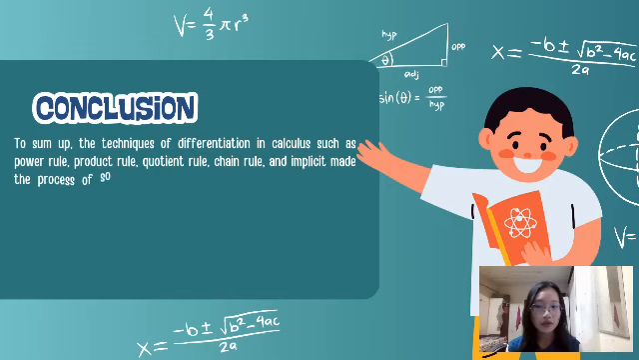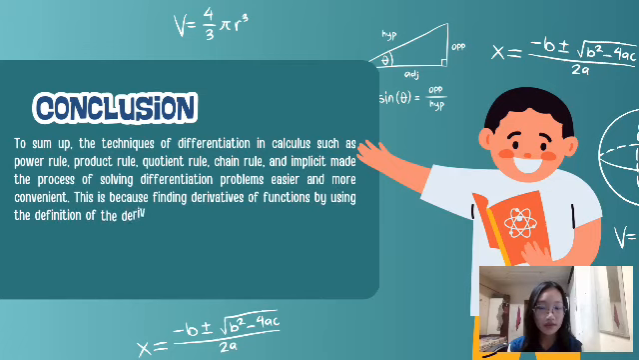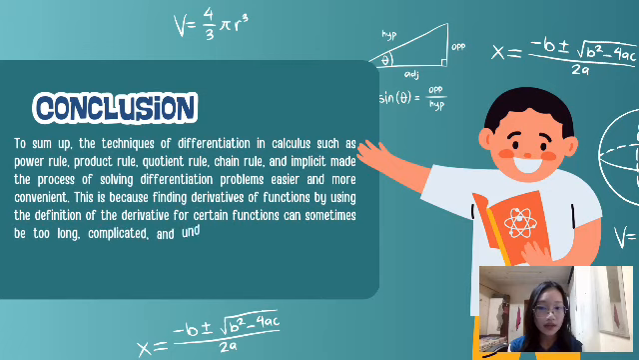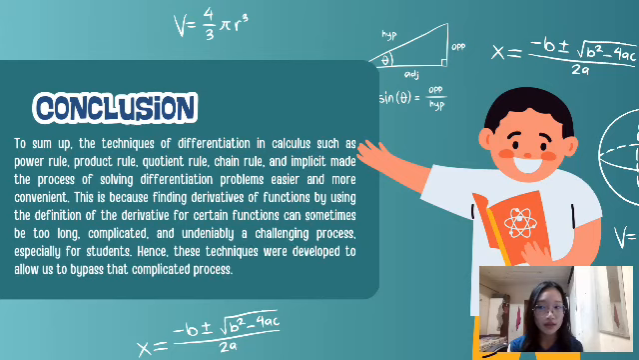To sum up, the techniques of differentiation, such as power rule, product rule, quotient rule, chain rule, and implicit differentiation, make the process of solving differentiation problems easier and more convenient. This is because finding derivatives of functions by using the definition of the derivative can sometimes be too long, complicated, and undeniably a challenging process, especially for students. Hence, these techniques were developed to allow us to bypass that complicated process.